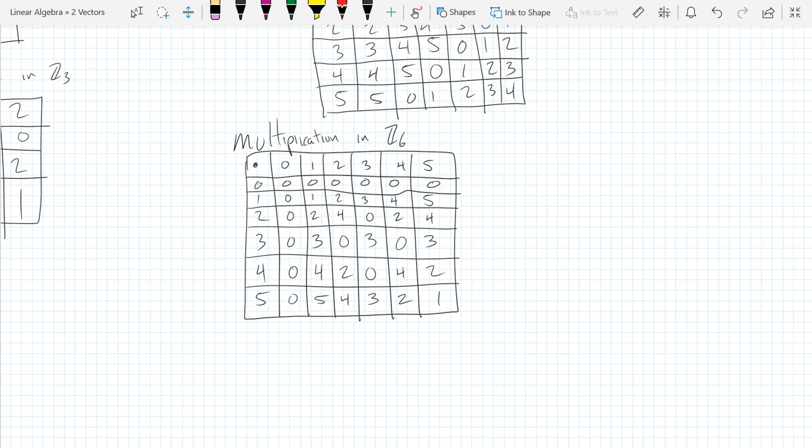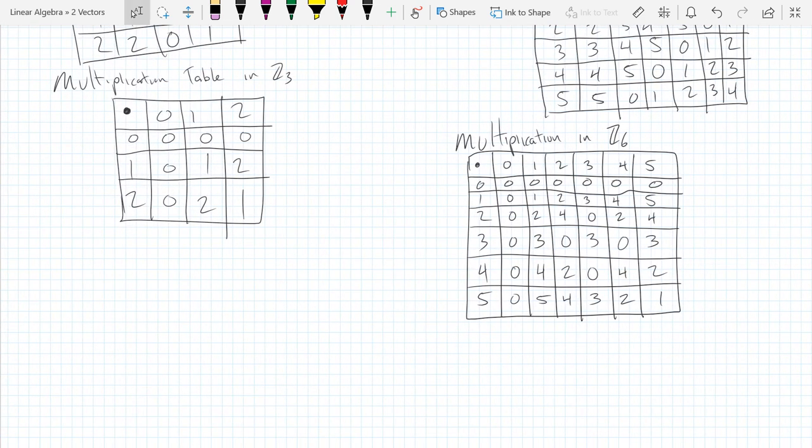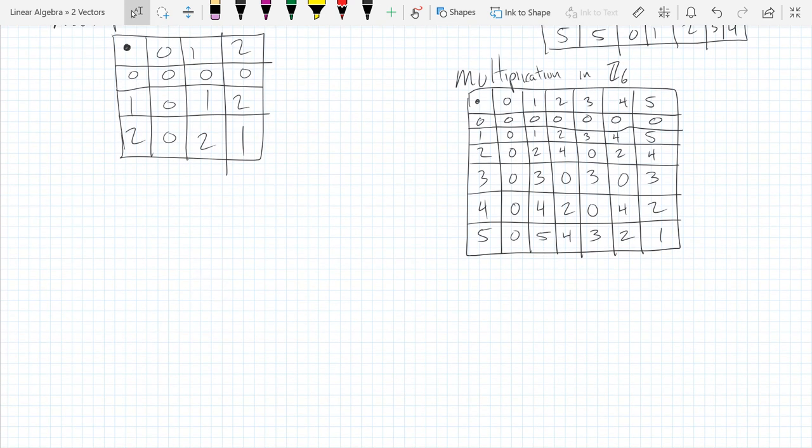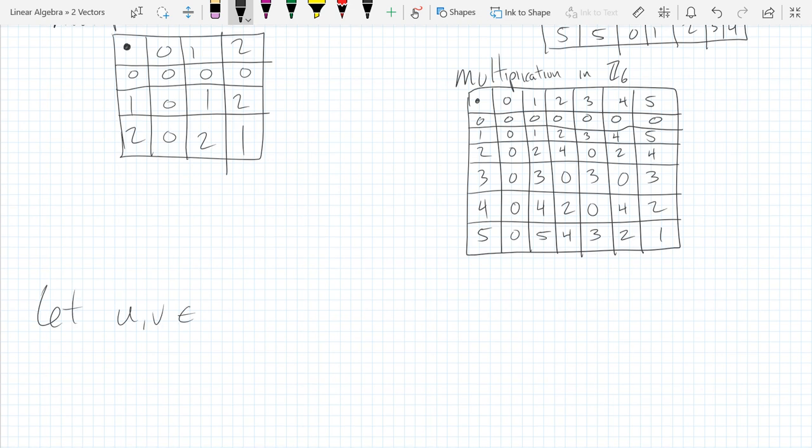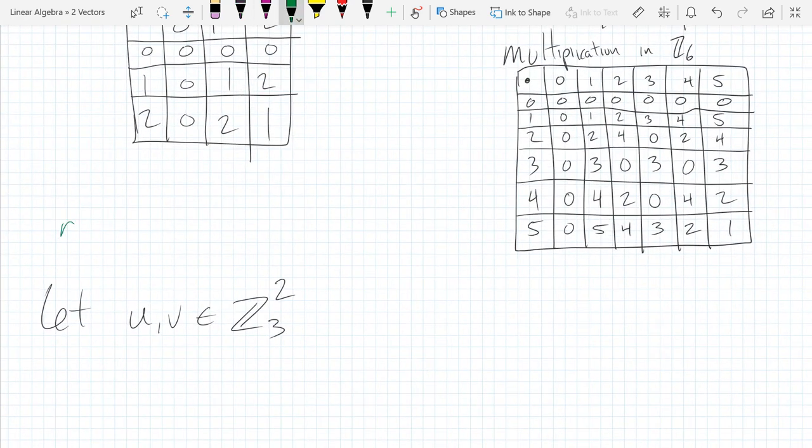What we're going to do is now look at vectors whose elements come from Z3. And then we're going to do vector operations over this Z3 field. So if I want to write the two-dimensional vector in Z3, this is how I'm going to write it. And recall, if I want a two-dimensional real vector, I would do R2. So all I'm doing is taking out R and replacing it by Z3. So I'm just making a swap here.